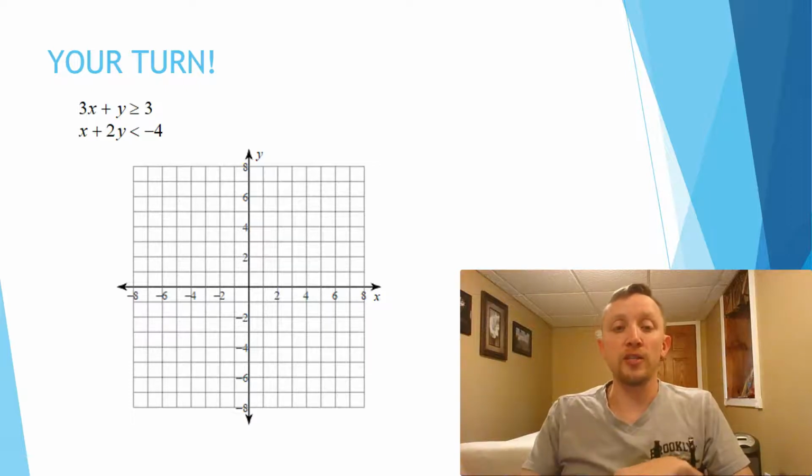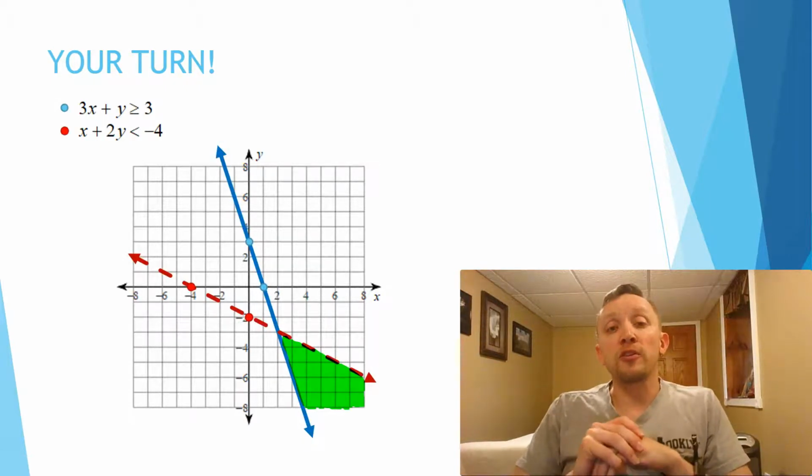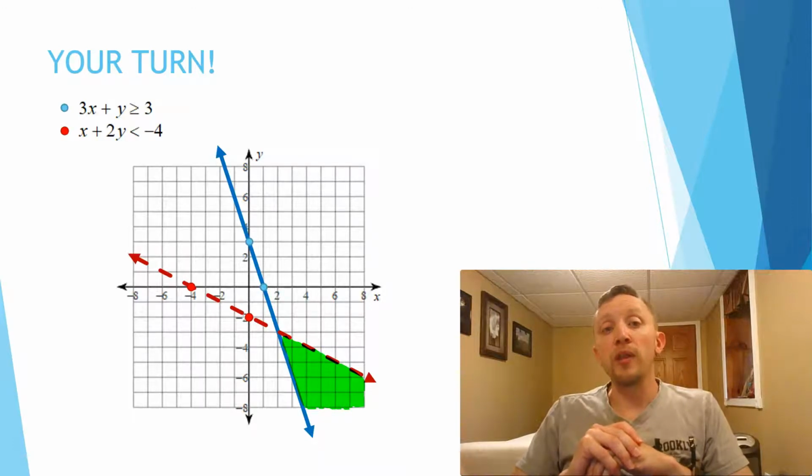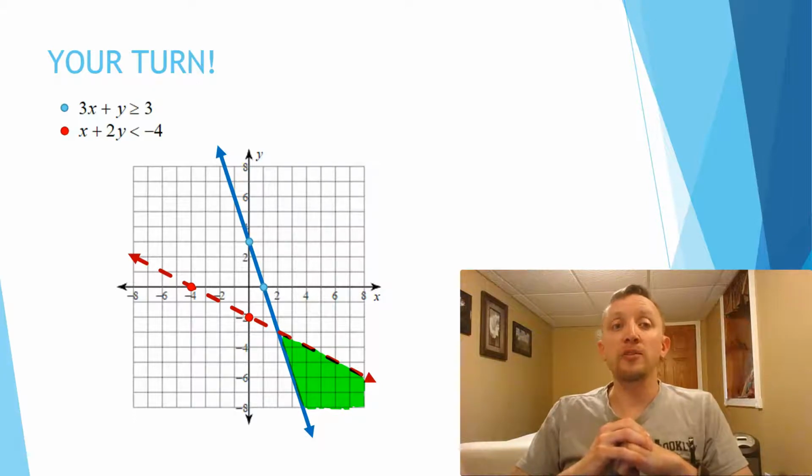All right, how did you do? Let's check. So your graph should look like this. The blue line would be that first equation, so again, you'd be using a solid line there. You have an x-intercept of 1 and a y-intercept of positive 3. Then we would connect those with a solid line. The second graph would be the red graph, the dashed line. That one has an x-intercept of negative 4 and a y-intercept of negative 2.